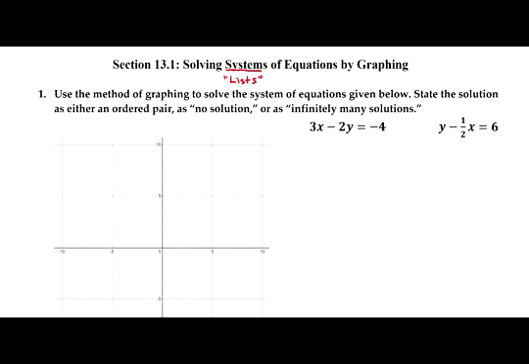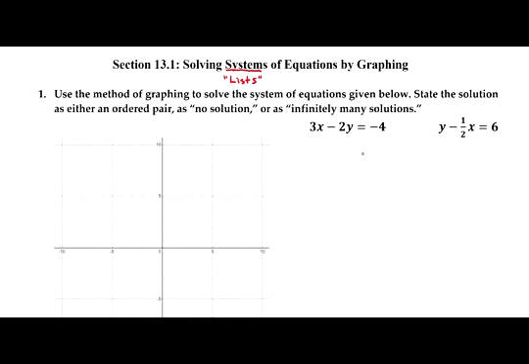So for a solution to work for the entire system, it has to work for each equation in the system. So by using graphing to solve the system, we're looking for a point. Remember, points are solutions. We're looking for a point that's on both graphs. And since these two graphs are each going to be a straight line, we're looking for the one point where those two lines cross, or those two lines intersect.